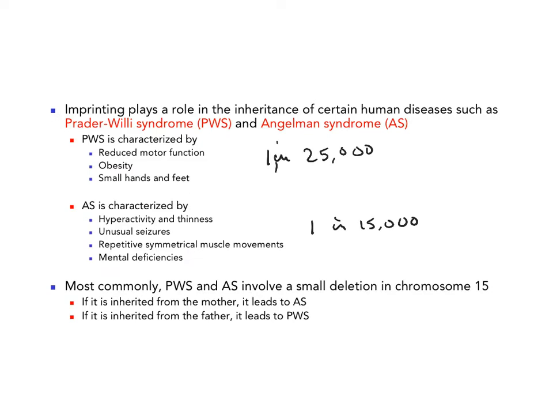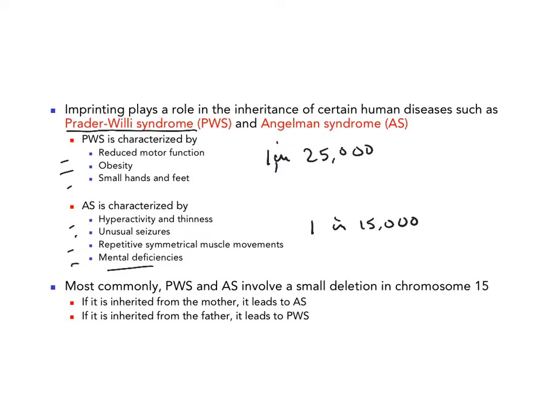In individuals that have Prader-Willi syndrome, they have reduced motor function, obesity, and typically tend to have small hands and feet. In individuals that have AS, their characteristic symptoms are hyperactivity and thinness, unusual seizures, repetitive symmetrical muscle movements, and then also some degree of mental deficiencies.